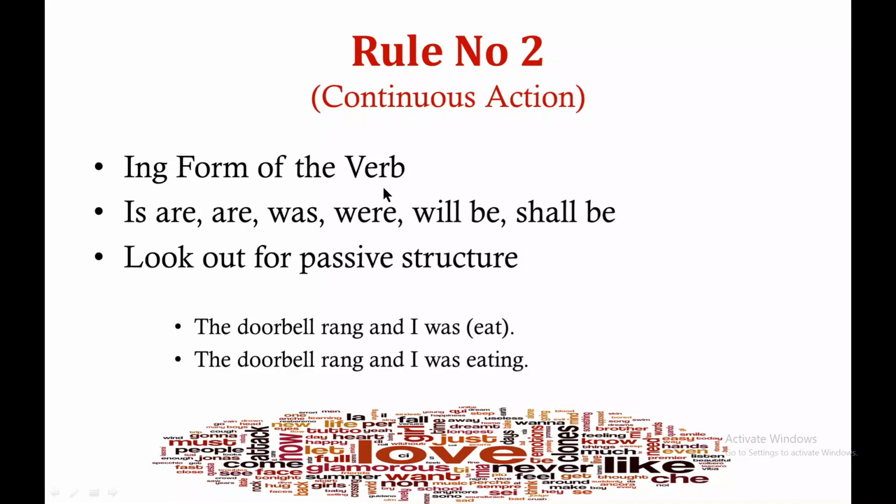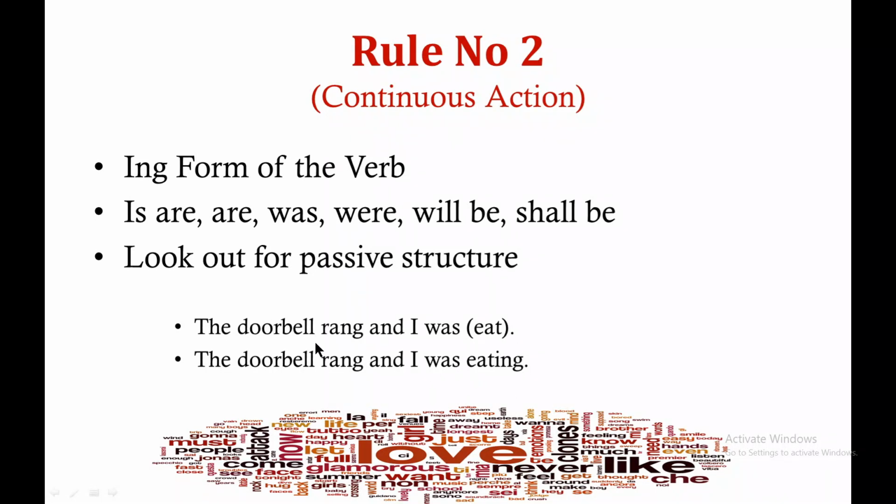And there is another way this question appeared in the exam. The examiner writes is, are, am, was, were, will be and shall be in the sentence, and asks you to use the form of the verb. So with was, we have to apply the ing form. So it will become the doorbell rang and I was eating. So with is, are, am, with was and were, with will be and shall be, you have to apply the ing form. This is an easy one.